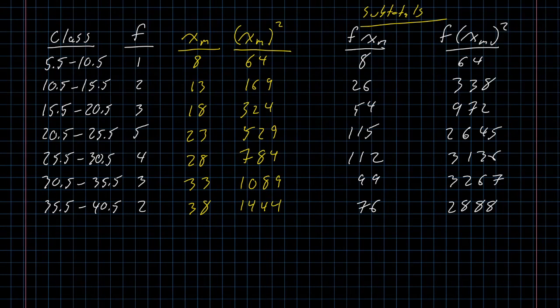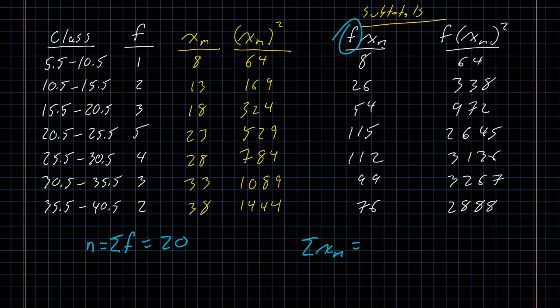All right. There are the tools that I need. Now it's just a matter of starting to combine things. The number of scores in the distribution is the sum of all of the frequencies. 1 plus 2 plus 3 plus 5 plus 4 plus 3 plus 2 should come out at 20. We're also going to need the sum of all of the xm's, where we multiplied by the frequency: 8, 26, 54, 115, 112, 99, and 76. Add those all together, you get 490.